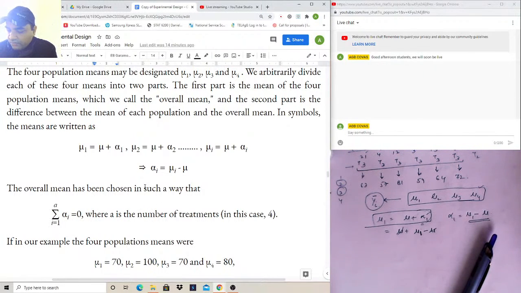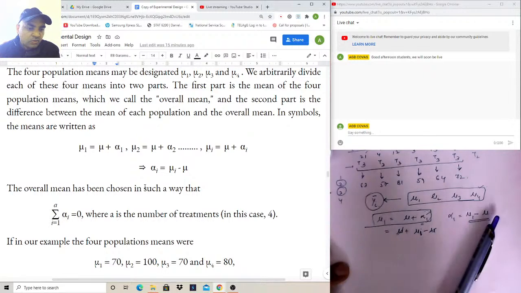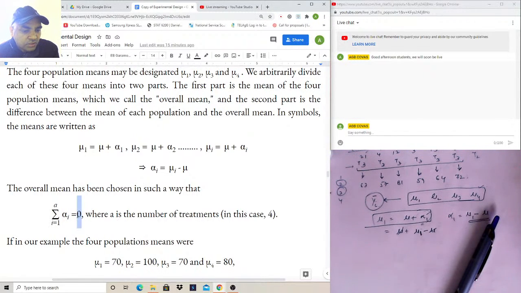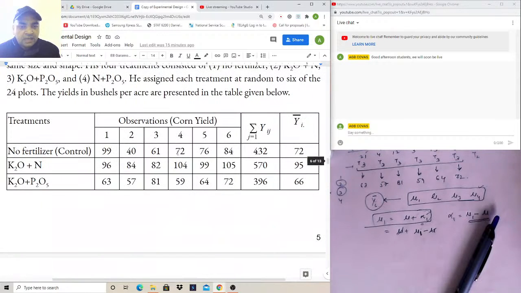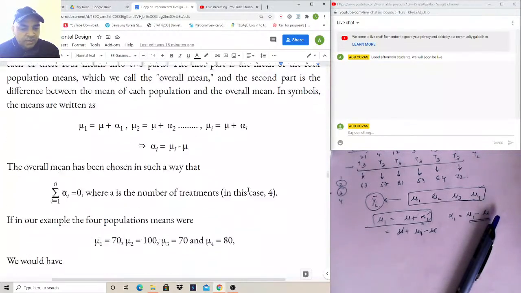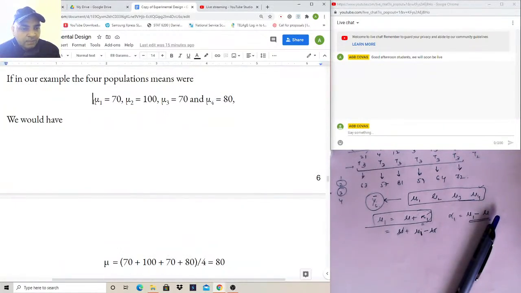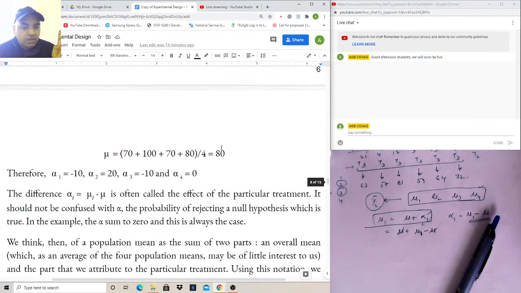Okay, so if you add all the alphas, you will get that these will be equal to 0. So let us consider the population means from which these samples are obtained. Although the sample means are 72, 95, for third it is 66, we are assuming that their population means be 70, 100, 70 and 80. We are supposing it. Okay, so the overall population mean will be 80. That is, you add all these 4 and divide by 4, so it will be equal to 80.